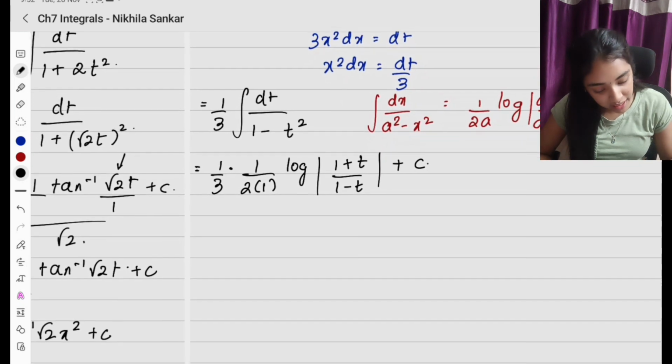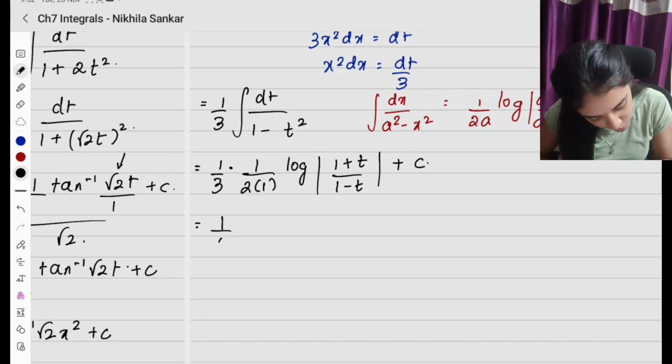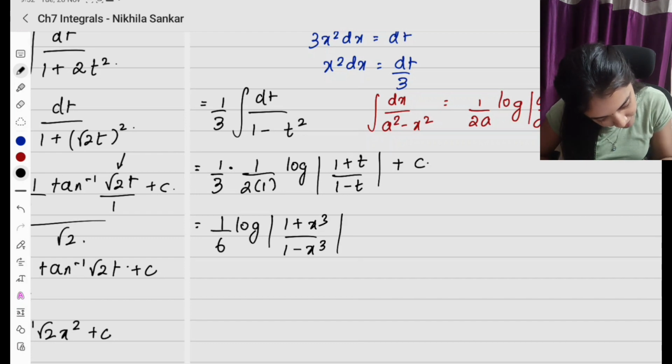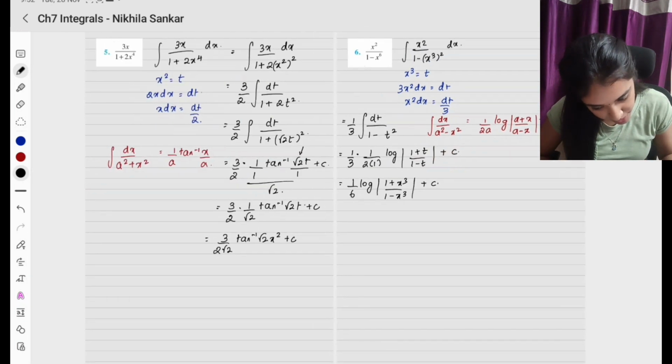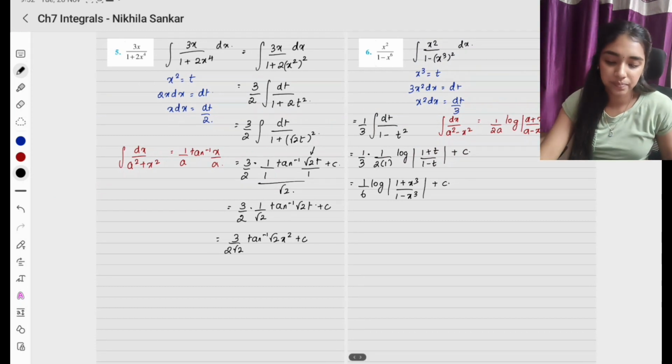But நம்ம t என்ன? x cube. இப்போ அதை substitute பண்ணிடலாமா? So, I have 1 by 6 log mod 1 plus x cube divided by 1 minus x cube plus c. So, this is my answer. Okay, please copy.